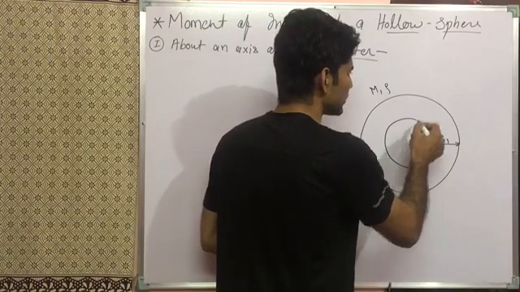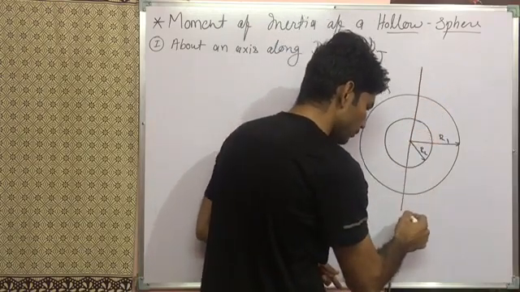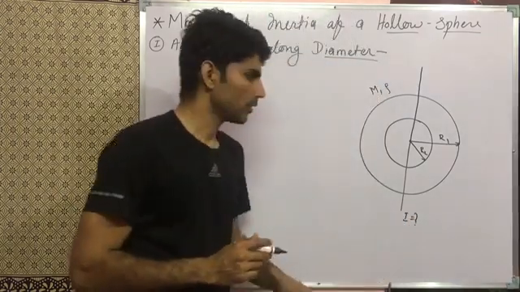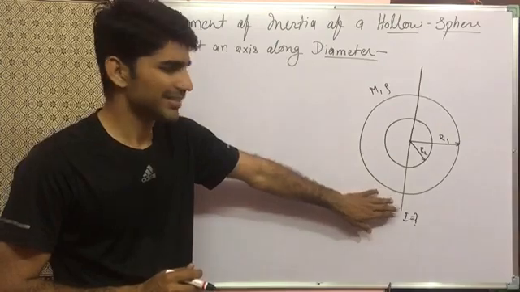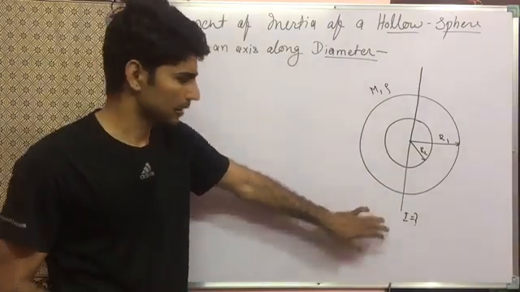So this is the axis. In the first case, about it we will determine the moment of inertia. So this is our first case, and this is our axis.